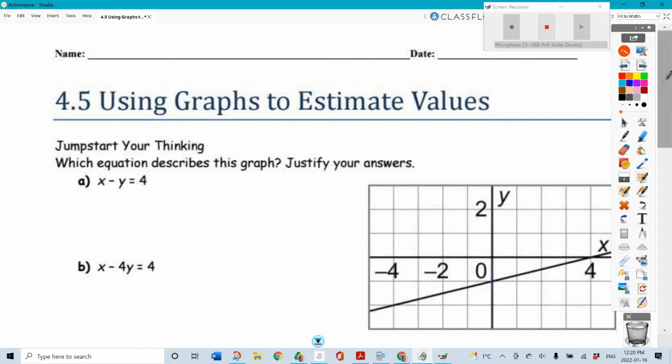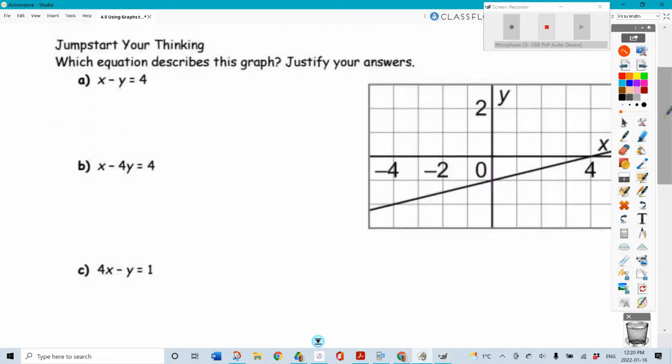So what I'm going to do with this is figure out which equation actually matches the line on my graph. I'm going to take each equation and solve it for slope-intercept form, which if we recall is y equals mx plus b.